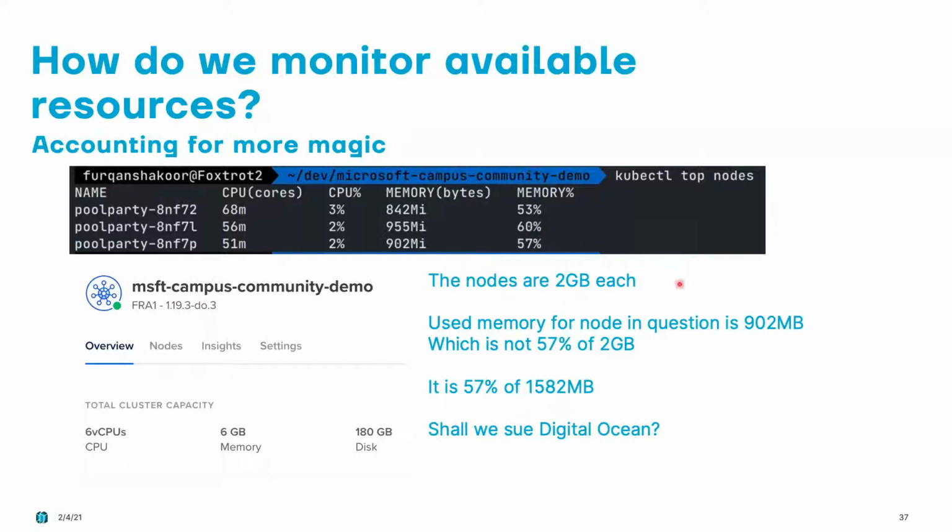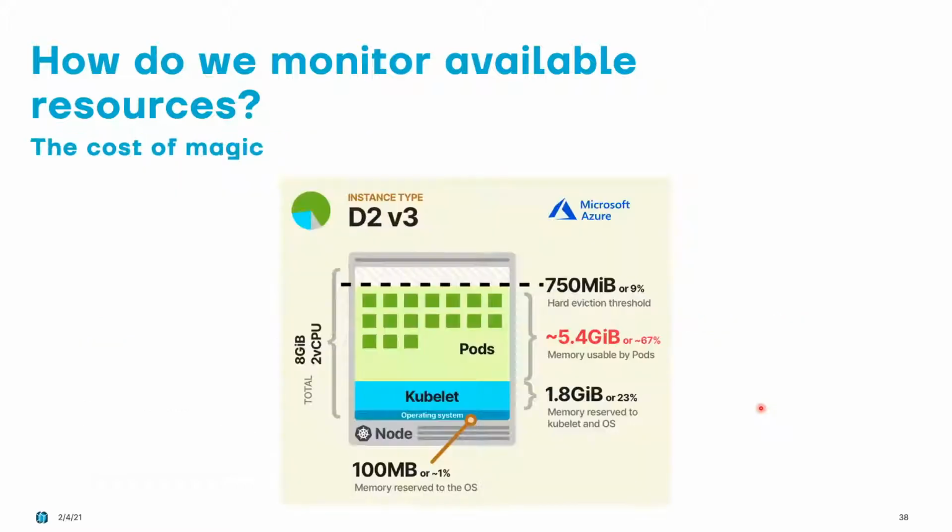Like I said, each of our pods was 2 gigabytes of memory for each node that we're talking about. This node is at 902 megabytes, and it says 57%. But 902 is not 57% of 2 gigabytes. It's 57% of 1.5 gigabytes. Where's 0.5 of our gigabytes? Don't call your lawyers. We're not going to sue DigitalOcean. They're not ripping us off. There's one more thing. So next slide.